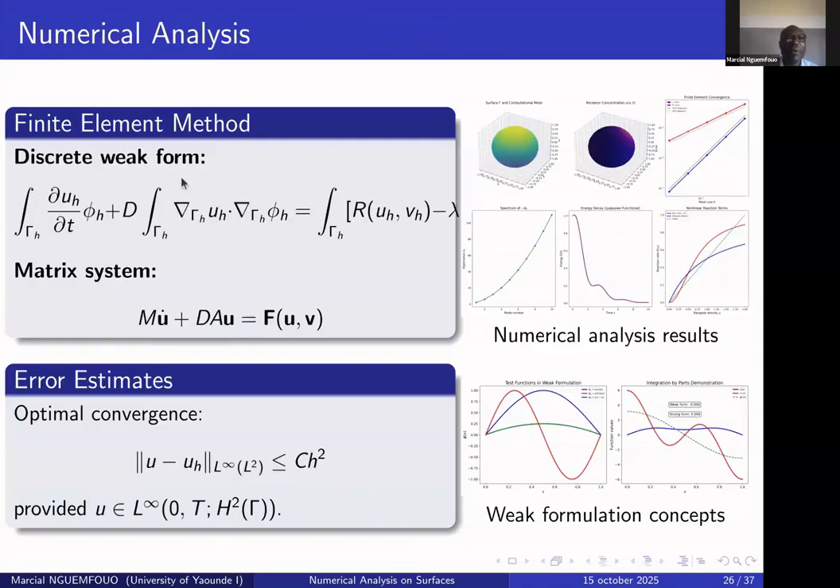This is the discrete weak form given like this. After this, we obtain a linear system given by this relation. And here we have some numerical solution, where here is the surface and computational mesh. And here we have the receptor concentration, U(x,t). And here we have the finite element convergence. The L2 error, and the red is the H1 error.